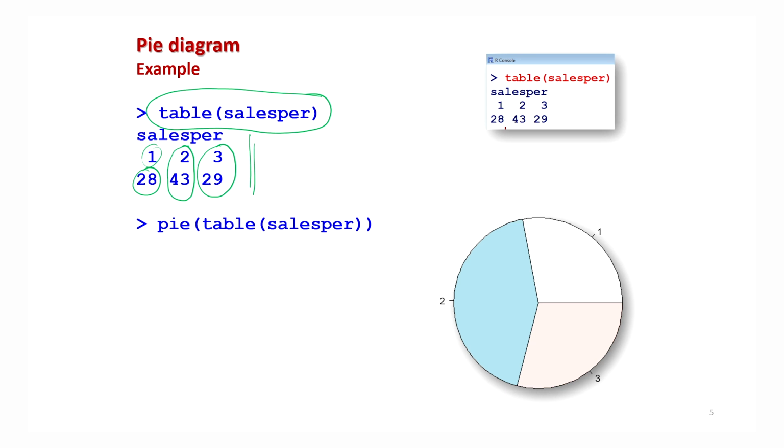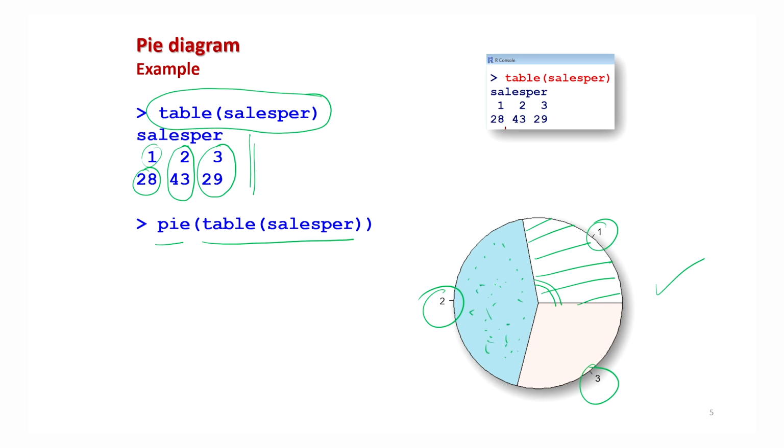So now if you try to create the pie diagram using the pie and say table sales per command, this will look like this, right? So this you can see here salesman 1, this is here salesman 2, and this is here salesman 3, and this is the angle here which is trying to determine the size of the segment. For example, the size of the segment for the salesperson number 1 is like this. The size of the segment for the salesperson number 2 is here like this, and so on. So this is how you can create the pie chart.